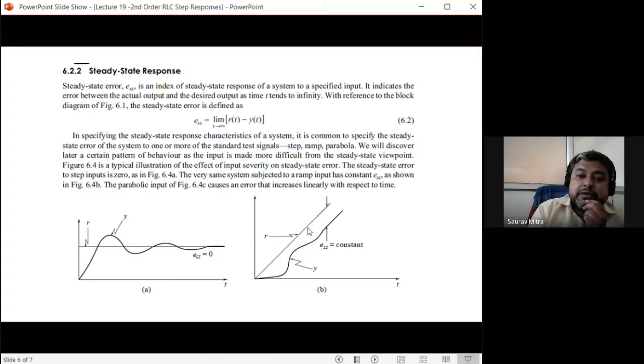What is the steady state error you can find here? What is this input? This input is called a ramp input. Ramp means slope is 1, and this is actually the output. So at any time you are finding that this is the gap, the gap between input and output.